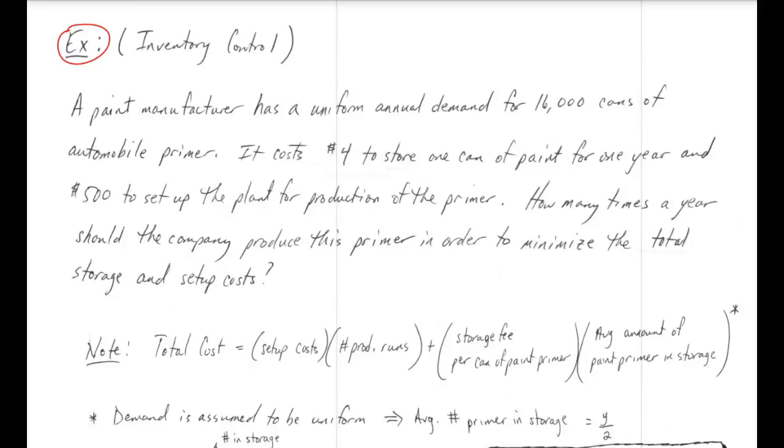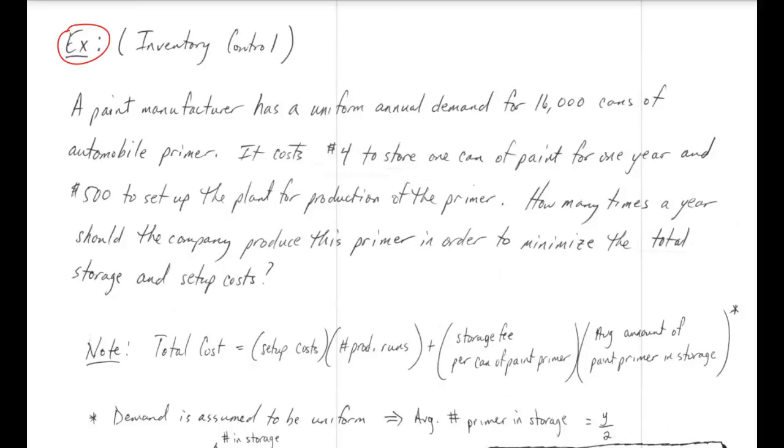And the way that the problem reads will be very similar to what you see here. The only thing that's different is it just depends upon what it may ask for. So for this problem, it says a paint manufacturer has a uniform annual demand for 16,000 cans of automobile primer, sorry. And the cost is $4 to store 1 can of paint for 1 year, and $500 to set up the plant for production of the primer.